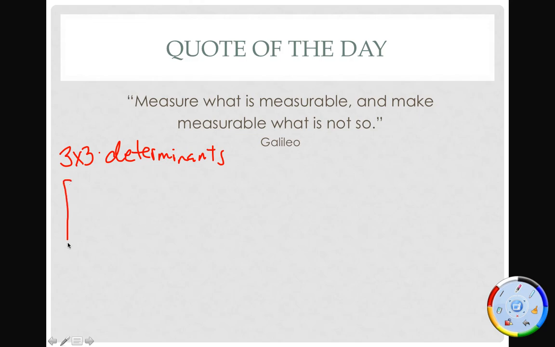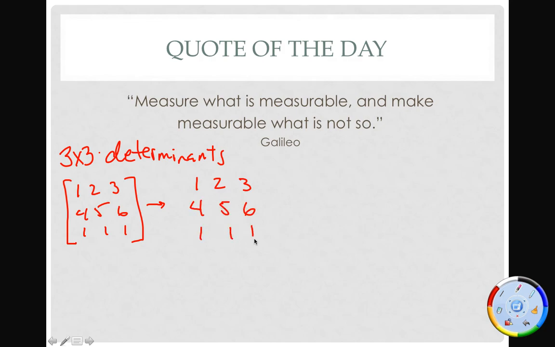If you had the matrix, let's call it 1, 2, 3, 4, 5, 6, 1, 1, 1, just to keep the math a little bit easier. And you wanted to find the determinant of that matrix. What you can do is you can go 1, 2, 3, 4, 5, 6, 1, 1, 1. And rather than doing that whole process, you can actually do a little trick. Take this row 1 and tack it over here, and take column 1, and then column 2 and tack it over here. And then what you can do is you take all 3 of these diagonals, just like you did in a 2 by 2.